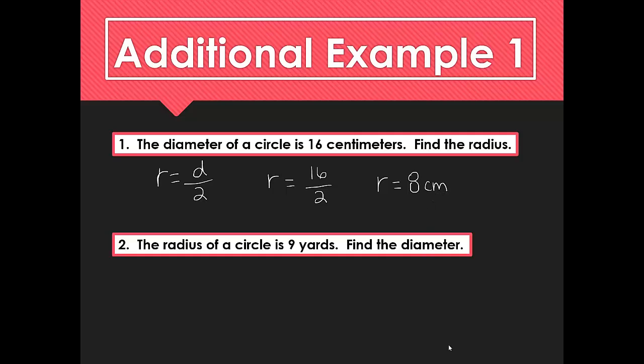centimeters. For number 2, the radius of a circle is 9 yards. Find the diameter. The diameter is equal to 2 times the radius. So for this problem, the diameter would be equal to 2 times 9, and 2 times 9 is 18, so the diameter is 18 yards.